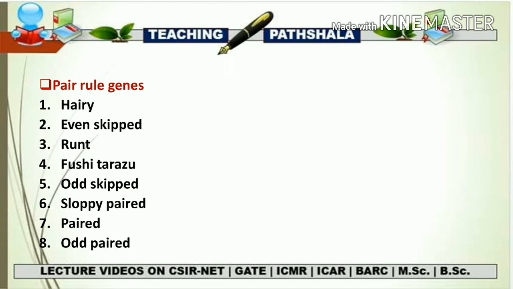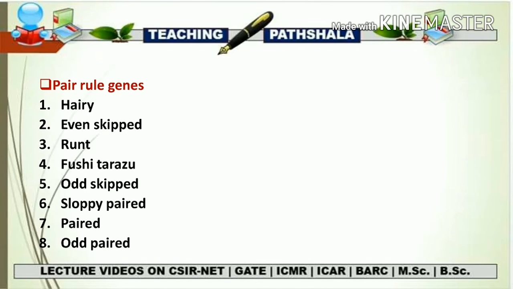Because in CSIR-NET, I have only seen, and I'm not sure, but I guess I have seen 1 or 2 questions on either even skipped or Fushi tarazu. And the rest of the genes I have never seen in a question paper. So that is why I'm telling you that you should have only the idea regarding the pair rule genes.